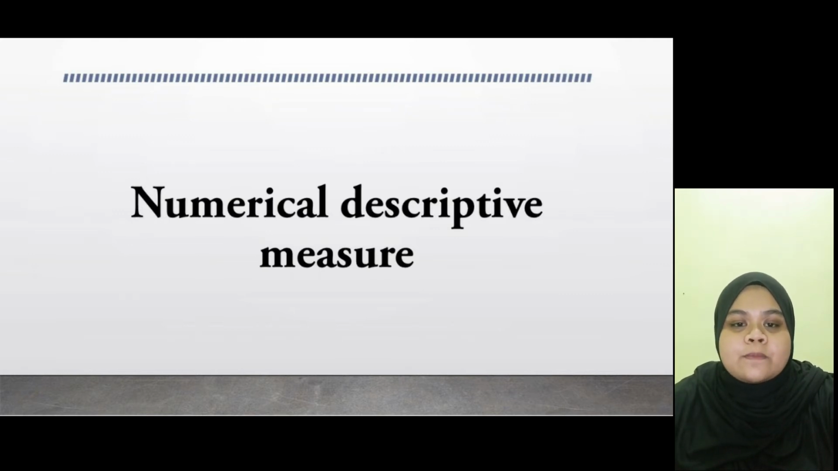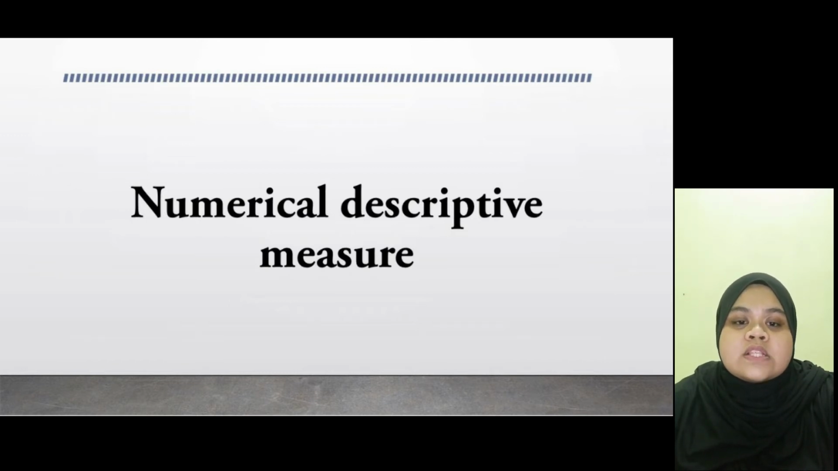So I will present about numerical descriptive measure. In numerical descriptive measure, there are three types of measure, which is measure of central tendency, measure of position, and measure of variance. In measure of central tendency, there are three types, which is mean, median, and mode. In measure of position, we use first quartile, third quartile, and interquartile range. And in measure of variance, we use range, sample variance, sample standard deviation.